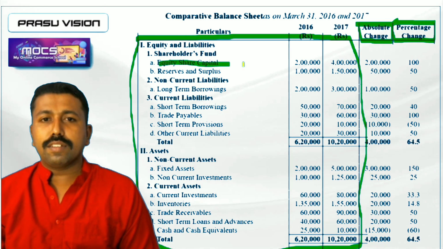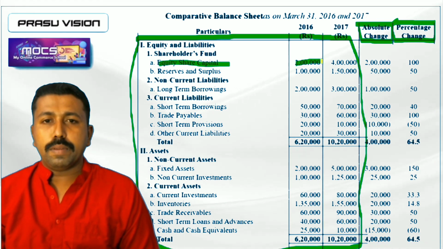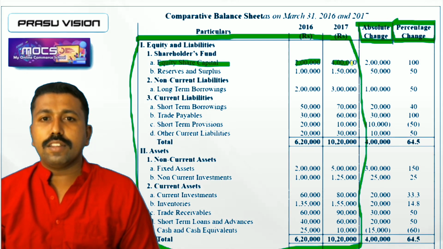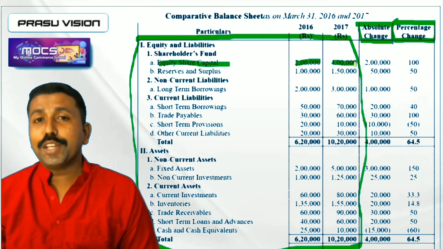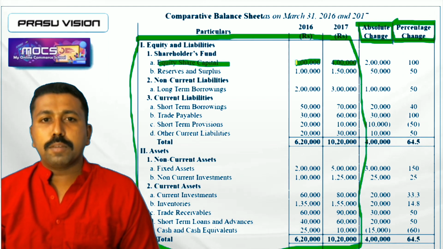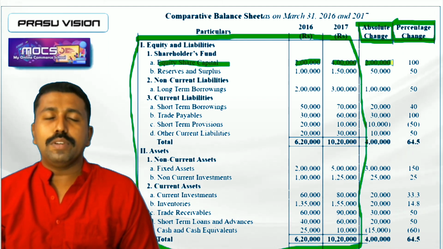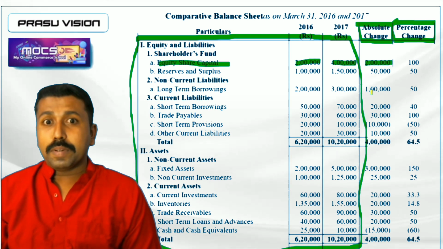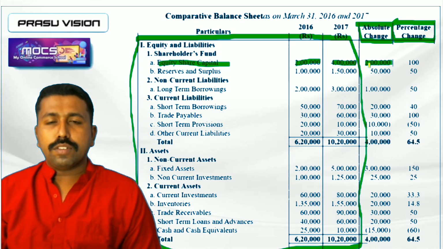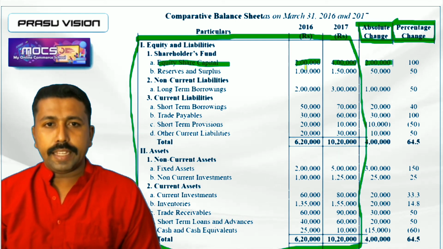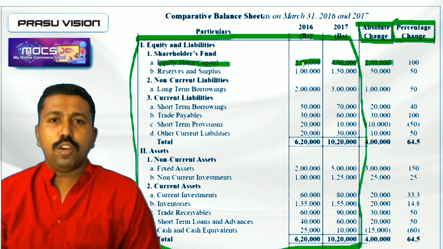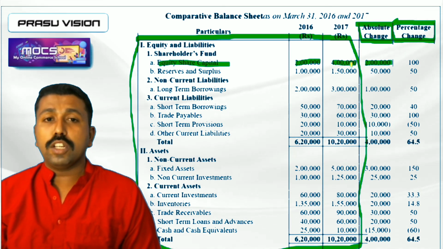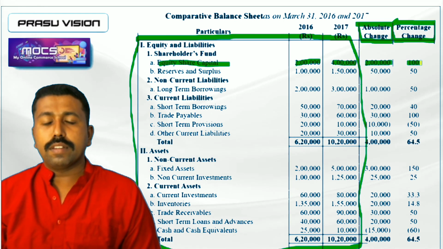Equity share capital is 2 lakh in the previous year. In the current year it is 4 lakh. How can we find out the absolute change? 4 lakh minus 2 lakh. So the absolute change is 2 lakh. And how can we find out the percentage change? This absolute change divided by the previous year value into 100. So 2 lakh divided by 2 lakh into 100 means 100 is the percentage change.